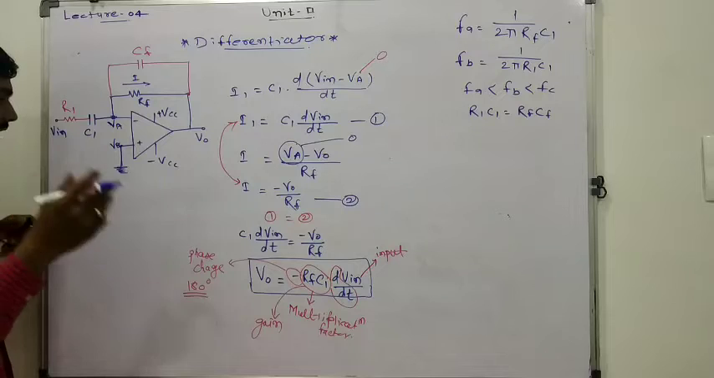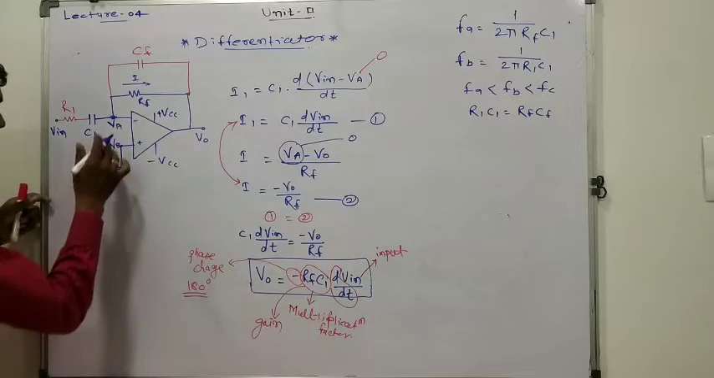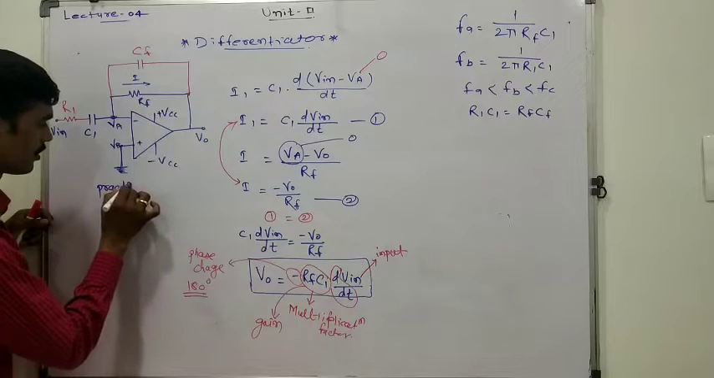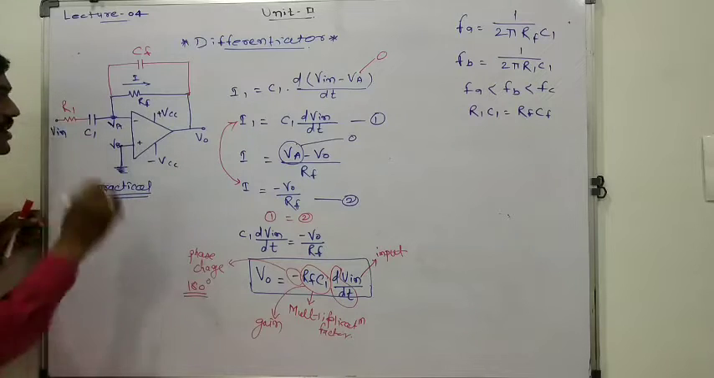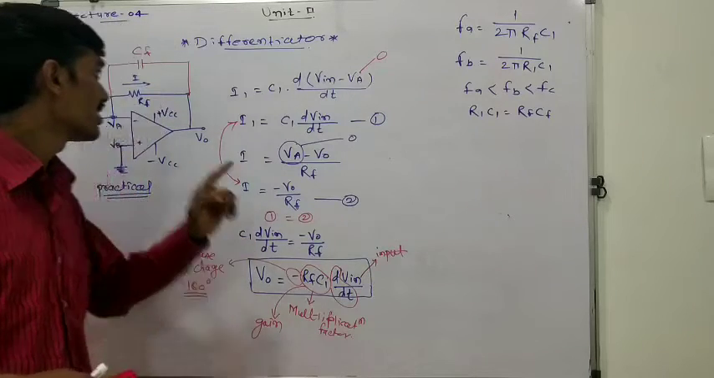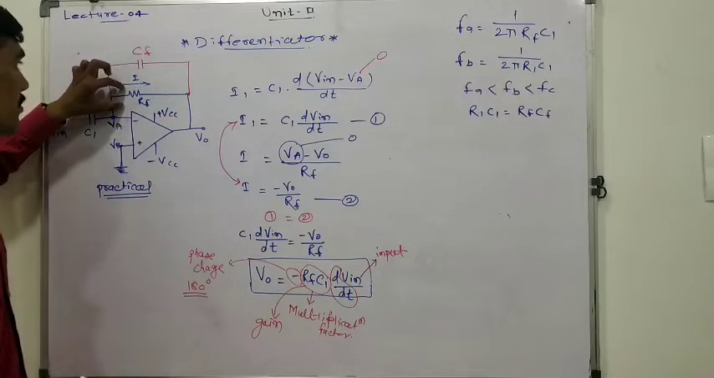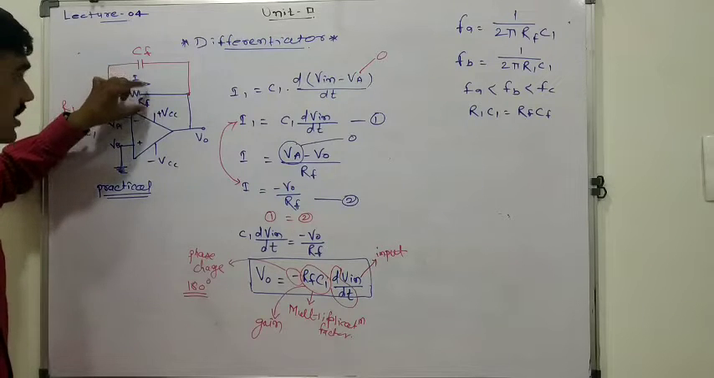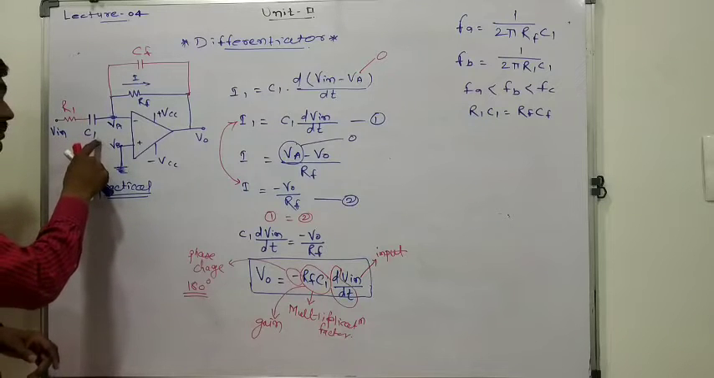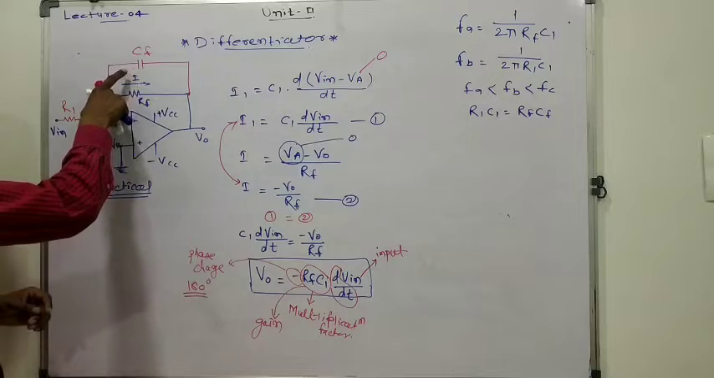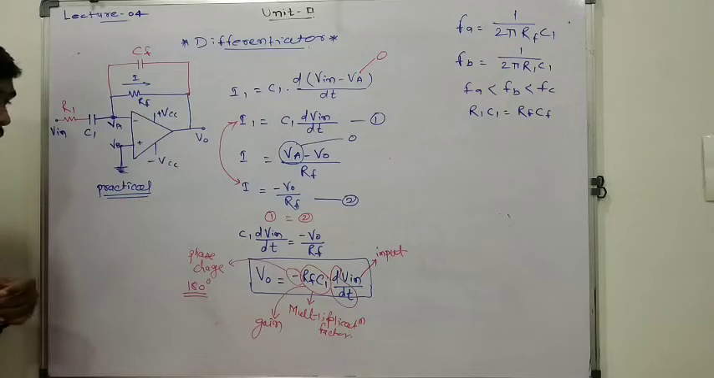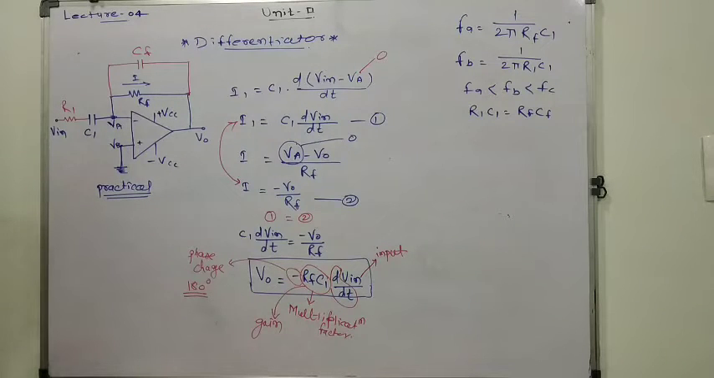Because at high frequency it may introduce some noise, we have to make some correction in the ideal differentiator. In the practical differentiator circuit we have to make two changes. First, we connect one capacitor CF in parallel with the feedback resistance RF. Second, we connect R1 in series with the input capacitor C1. These two changes are made in the practical differentiator.